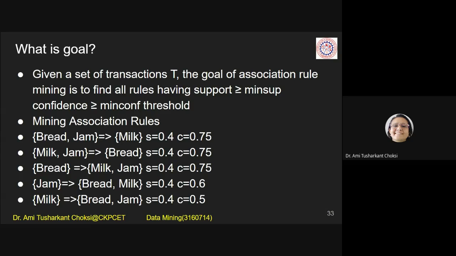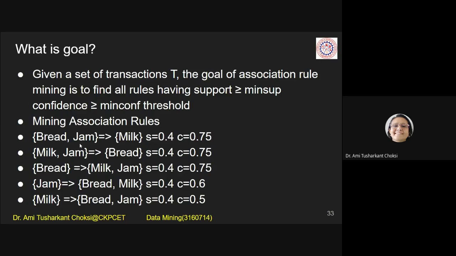Then what do we say is divided by the total number of transactions. That will give us the support of that rule. For confidence, we can say the count of bread and jam in all the transactions divided by the count of bread in all transactions, right? So that will give us the confidence, isn't it?